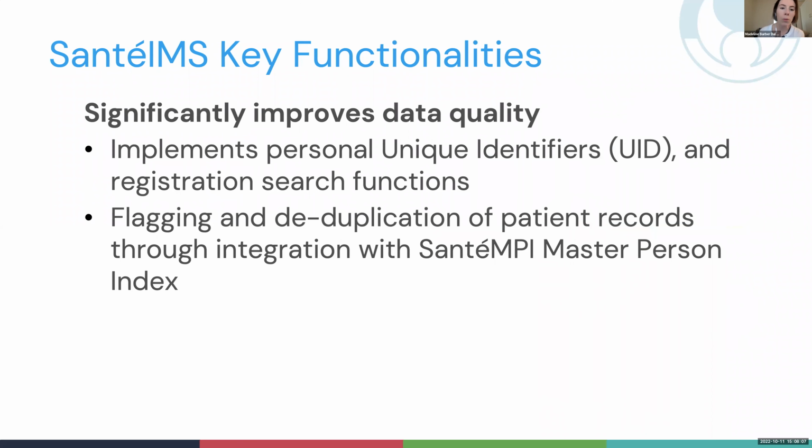SantéIMS significantly improves data quality. It does this by providing unique ID-based registration through its integration with the SantéMPI master patient or master person index. It provides, through this capability, improved equitable access to vaccines, identifies and reduces zero-dose cases, improves data quality and denominator accuracy, and provides the ability to leverage immunization events to register and update births and deaths.